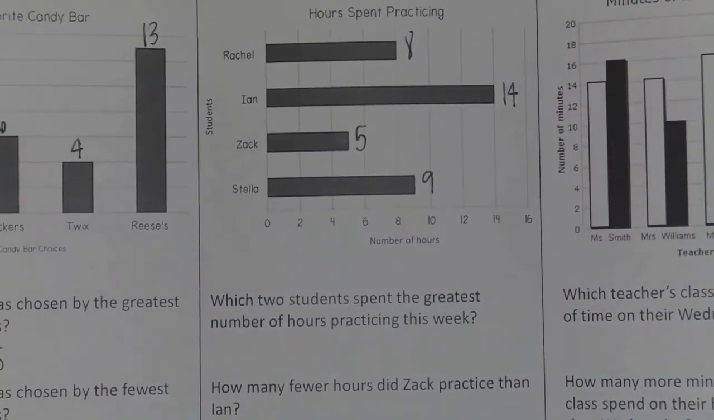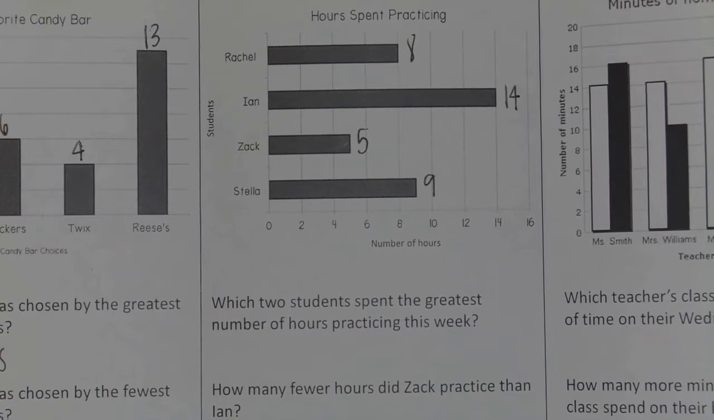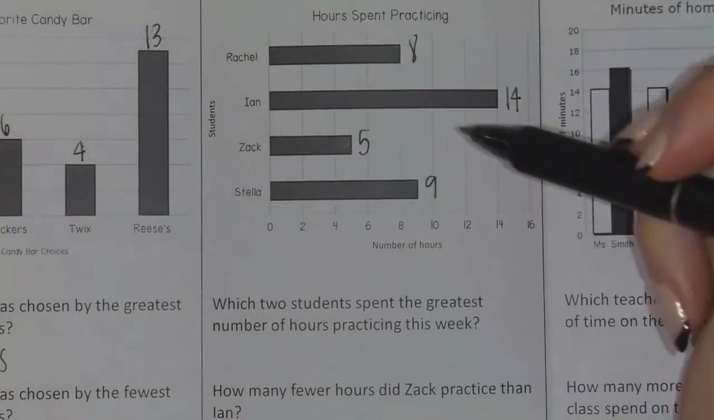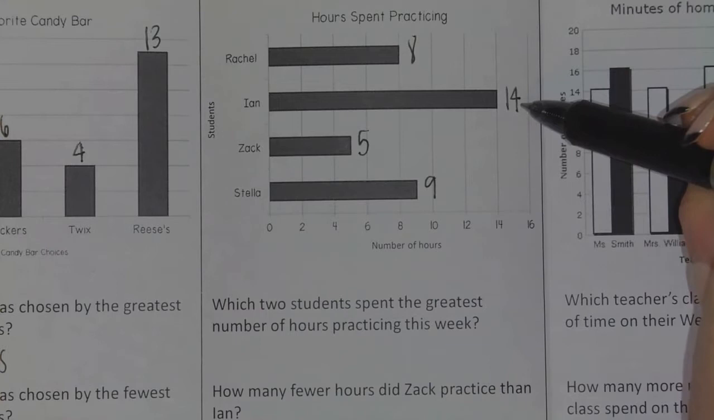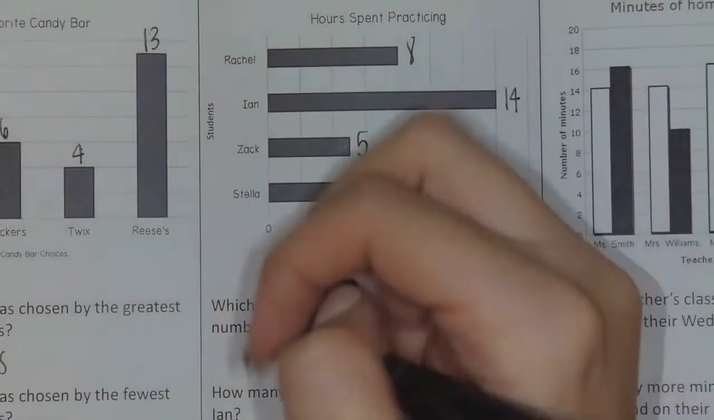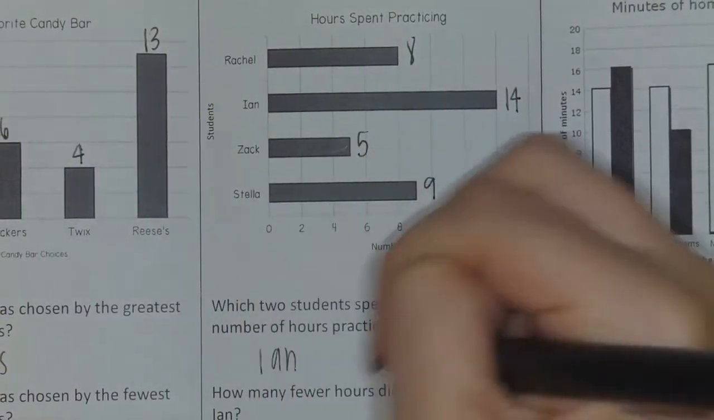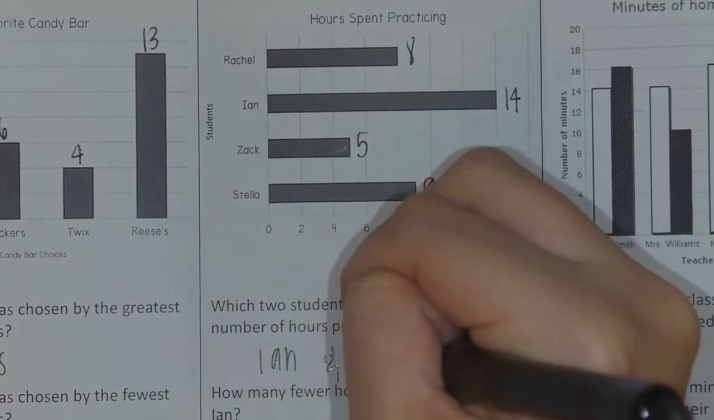So our first one says, which two students spent the greatest number of hours practicing this week? So Ian was the most at 14. Stella was the next highest at 9. So Ian and Stella.